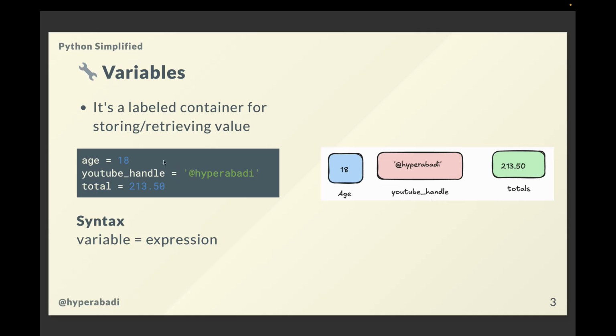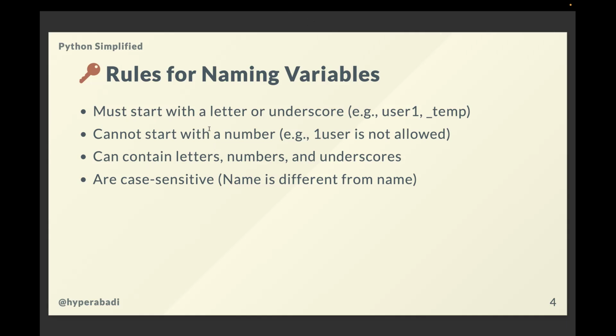So the syntax is variable equal to expression. Variables always exist to the left of an equal to operator. And we're going to learn what expressions are. Before we do that, there are a few rules. You cannot just keep giving names to variables the way you wish, because Python follows certain rules.